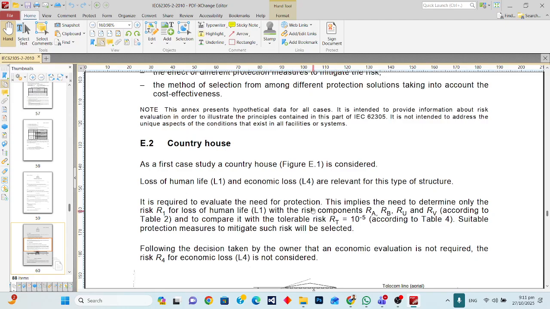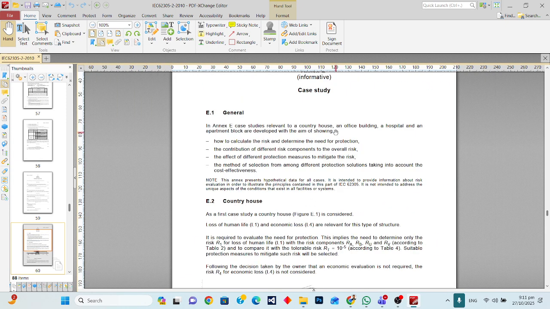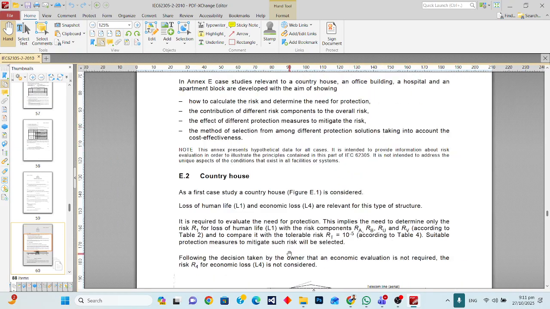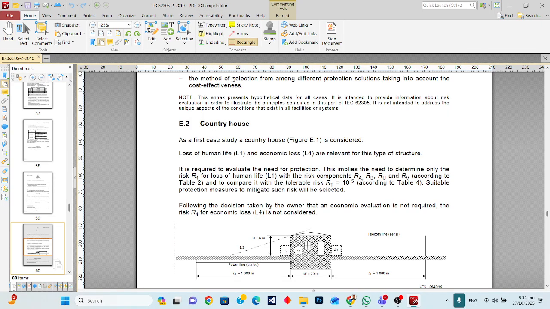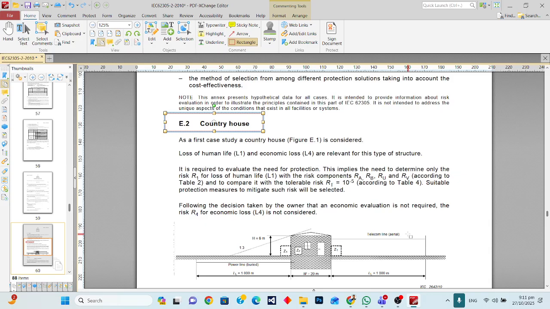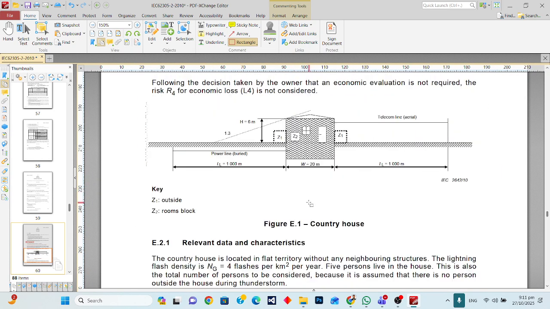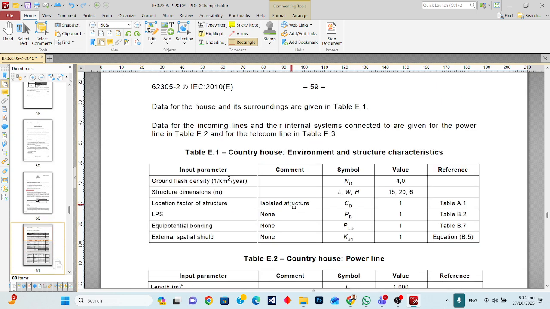Now I want to move on to some other things which are mentioned in this IC standard. This is basically the case studies. You can see they have mentioned country houses with zones like Z1, Z2. I have not worked on that, but I am just giving you the information about that.